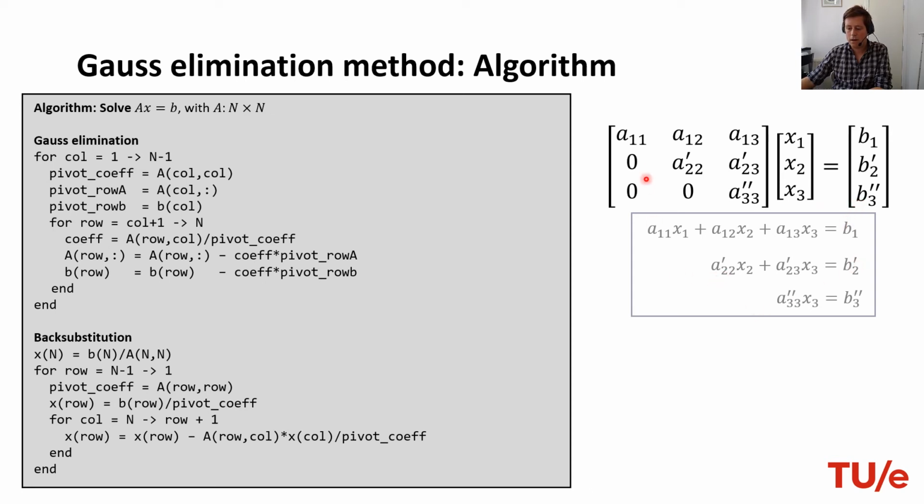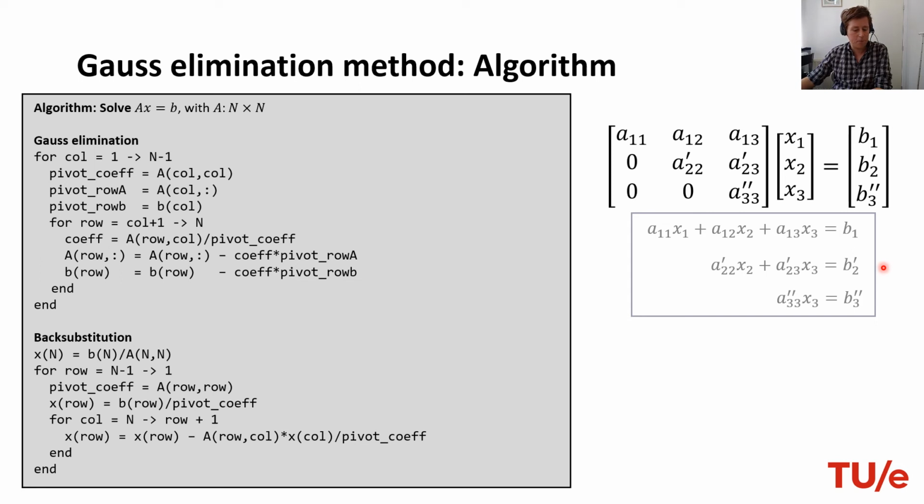And well, let's write this out into explicit linear equations again. So what does the first row mean? Well, that means that a11 x1 plus a12 times x2 plus a13 times x3 is equal to b1. The second row means a22 prime x2, etc. So this is the explicit recast of this matrix system into linear equations, and that will come in handy in a second, as we will see.